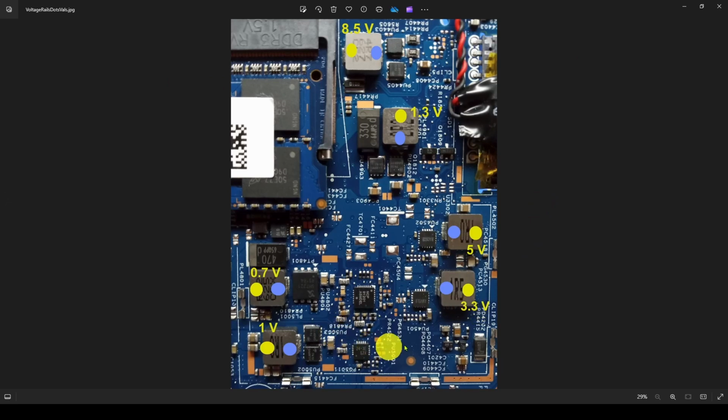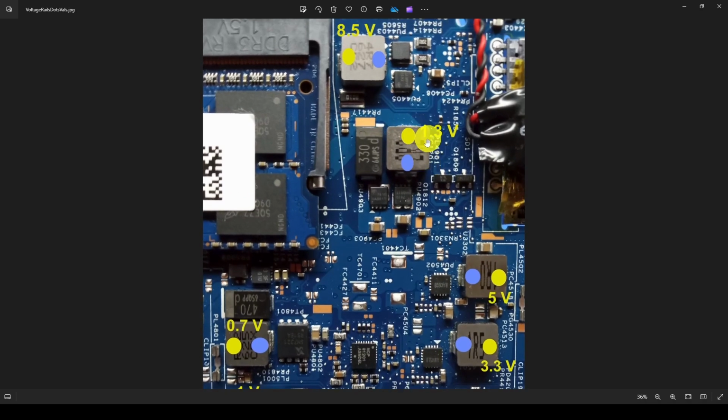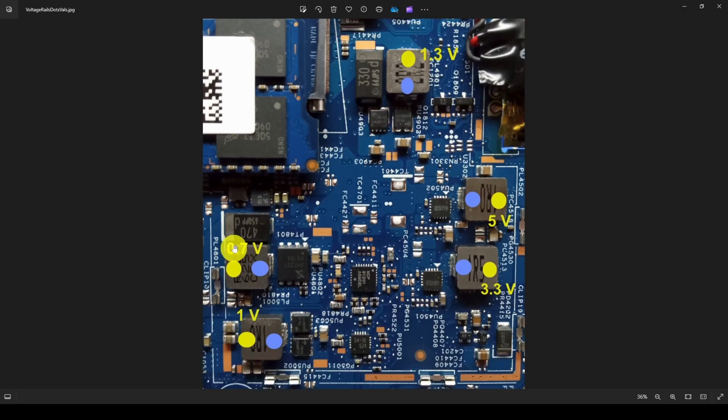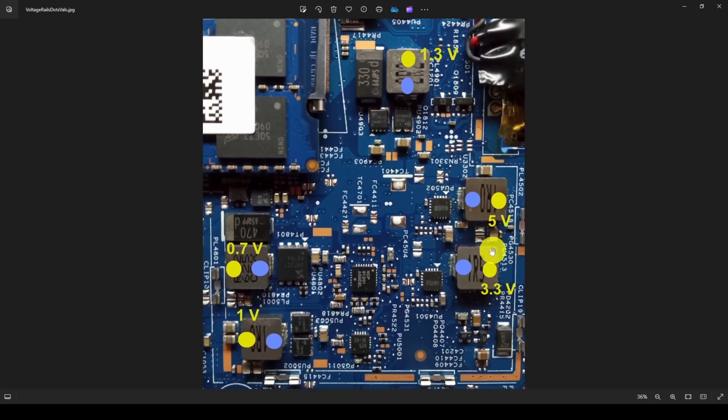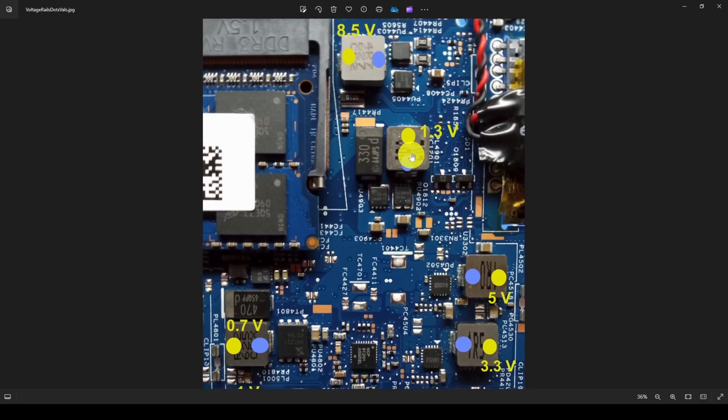And just as an example, I've gone through and found that I measured 3.3 volts here, 5 volts here, 1.3 volts here, 8.5 volts DC here, and then 0.7 and 1 volt here on these different rails. As we know, 3.3 and 5 are very common. 5 is used for USB, SATA drives. 3.3 is used for a lot of components, integrated circuits.